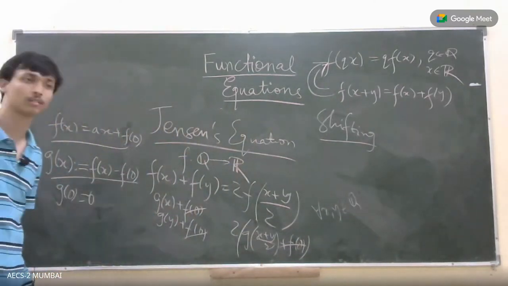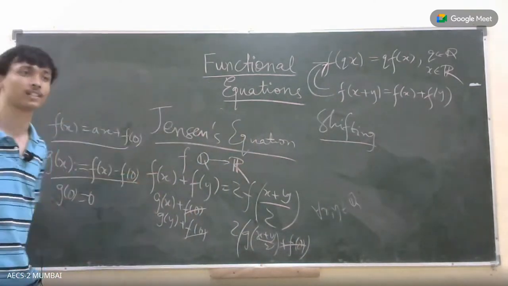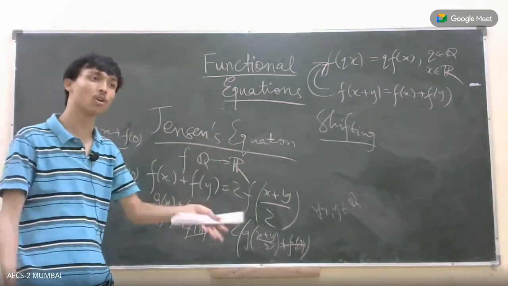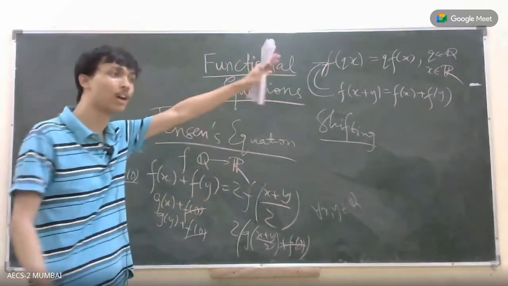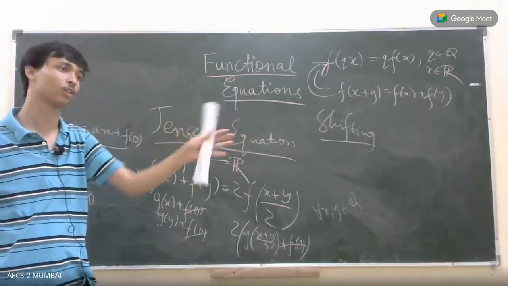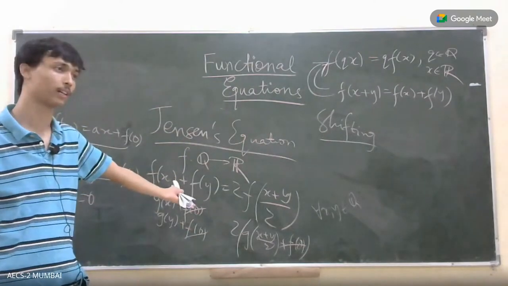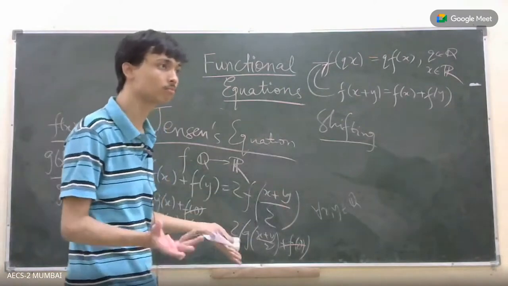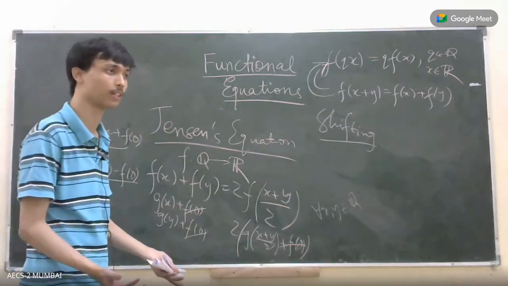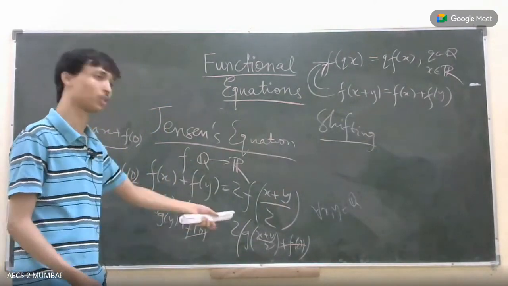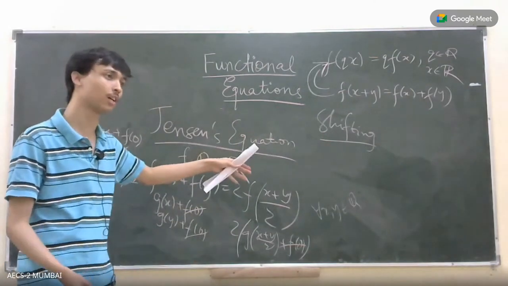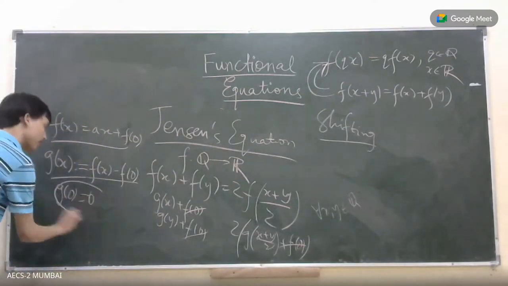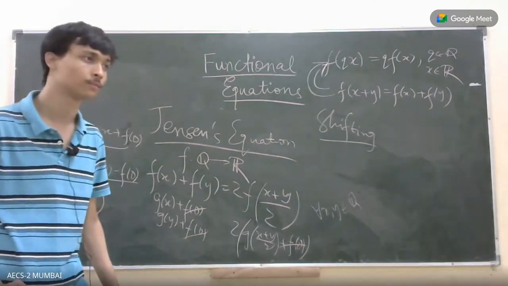So what do we get? Then g(x) also satisfies Jensen's equation. But now we have an extra advantage. What is that advantage? We know g(0) = 0. In the earlier equation, we derived that f(0) = 0. Here we did not have that. In fact, if you put x = y = 0, you will get 2f(0) = 2f(0), trivial stuff, right? When you get trivial stuff like this, you should usually try to apply shifting so that you get something like g(0) = 0.